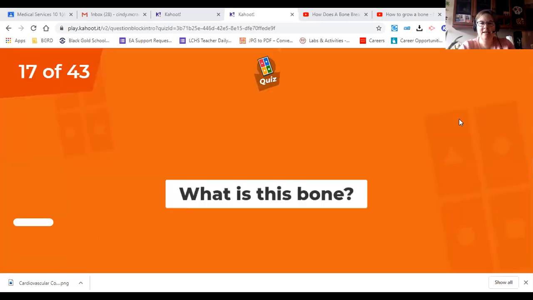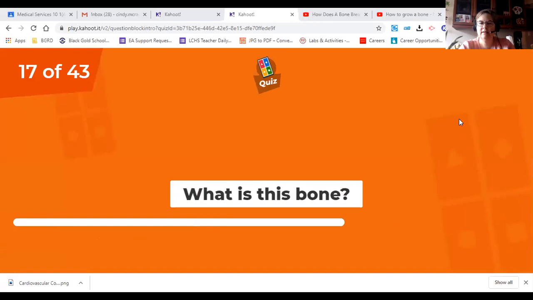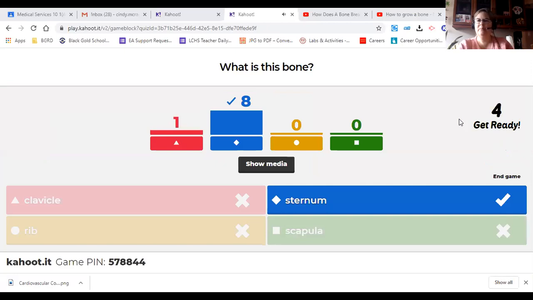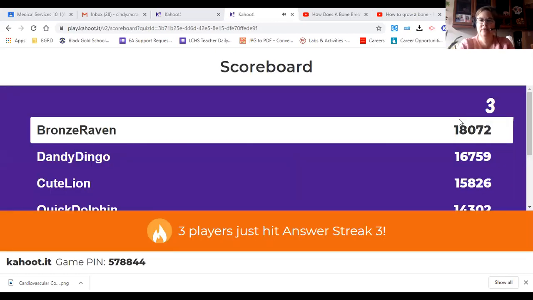Next we have, name that bone. Sternum. So our breastbone right in the front here is called the sternum. Ooh, top 4 positions stayed where they were again. That's all I can see is the top 4.